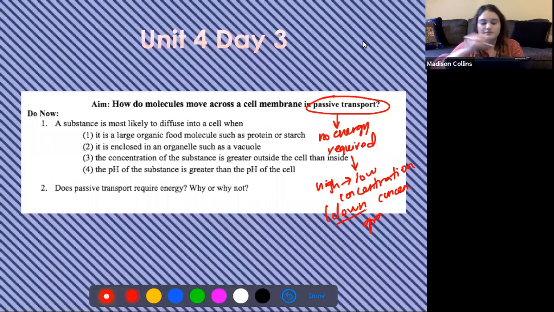Right? Now for our do now, you've got 2 questions. The first one is, when is the substance most likely to diffuse into a cell? And 2, does passive transport require energy? Now, I'm not actually going to tell you the answers today because based on what I just annotated from our aim, you should be able to figure it out. All right. So go ahead and make sure you answer questions 1 and 2 on your paper. But I'm going to go ahead and get us started.